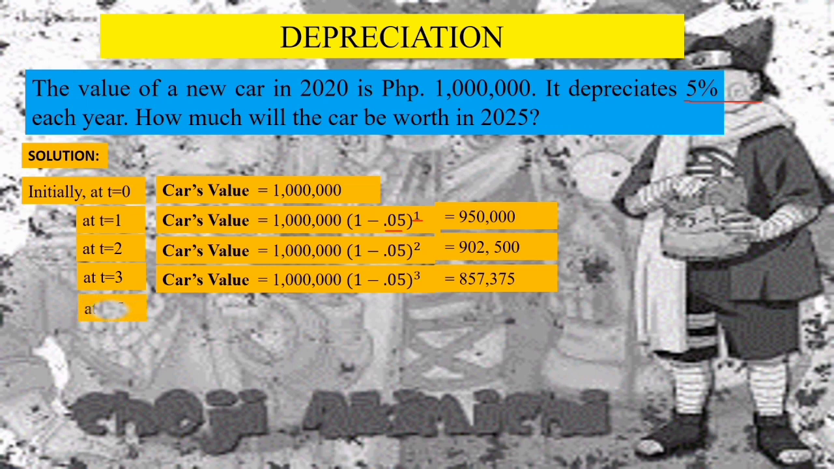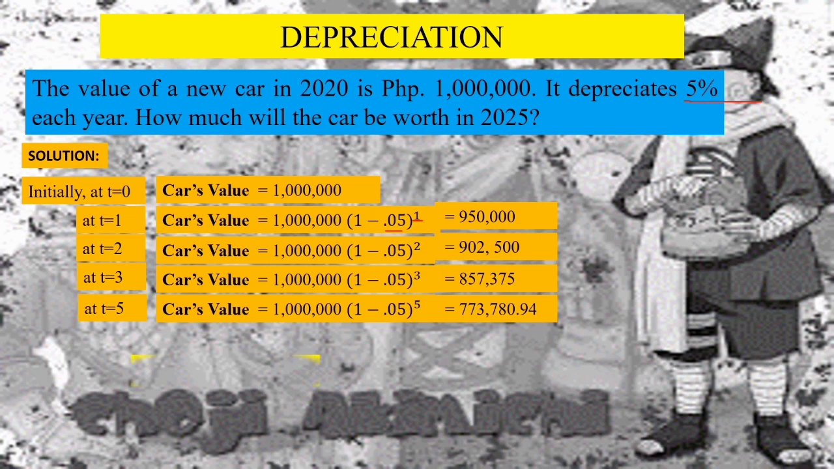How about sa t is equal to 5? Sa 2025, magkano na yung sasakyan mo? So, 773,780.94 na lang. So, 5 years from now, so ang car value mo is 773,780.94. So, nag-depreciate siya. So, paano natin isusulat yung exponential model?